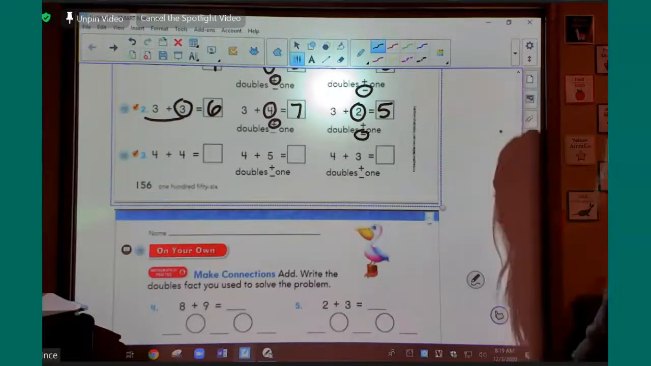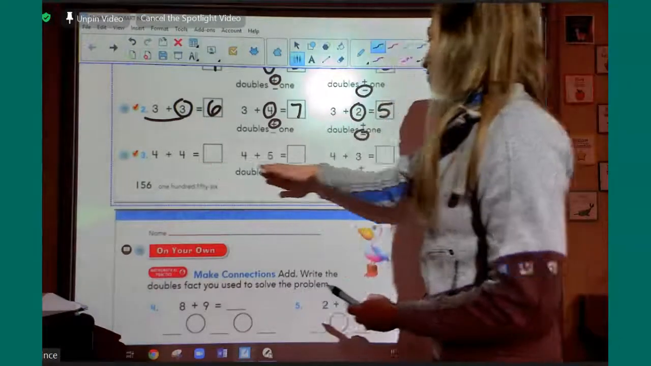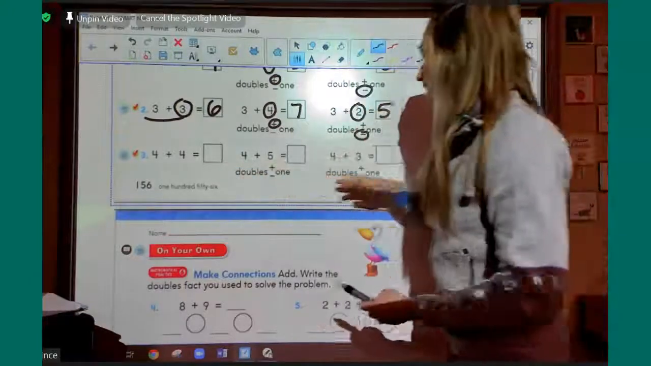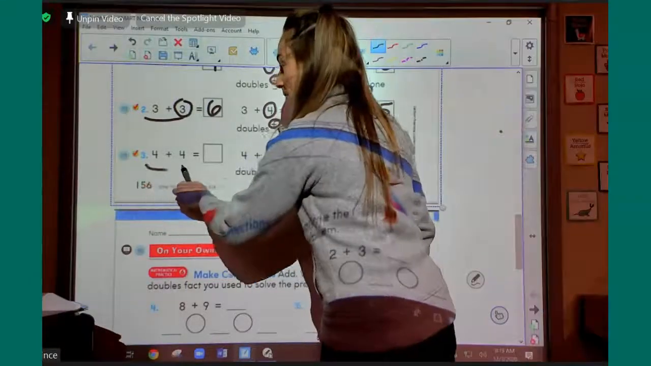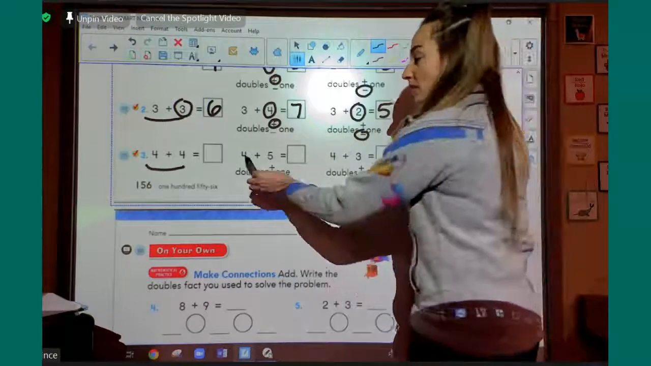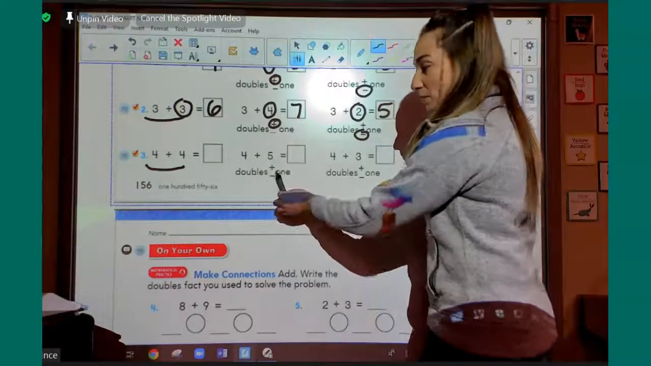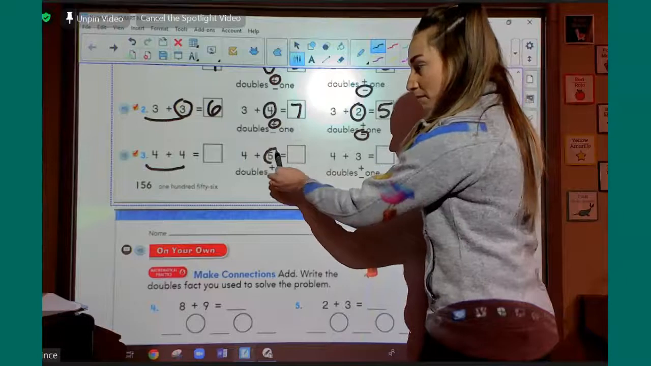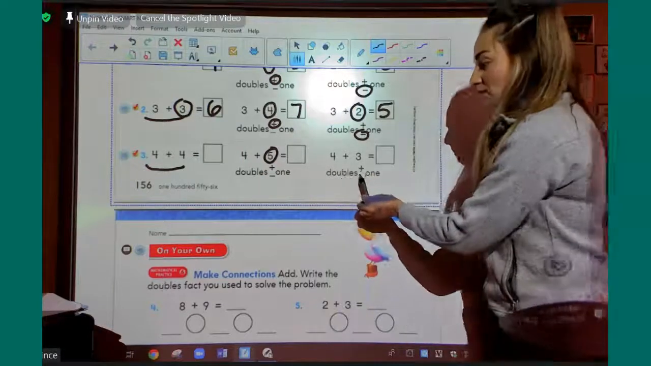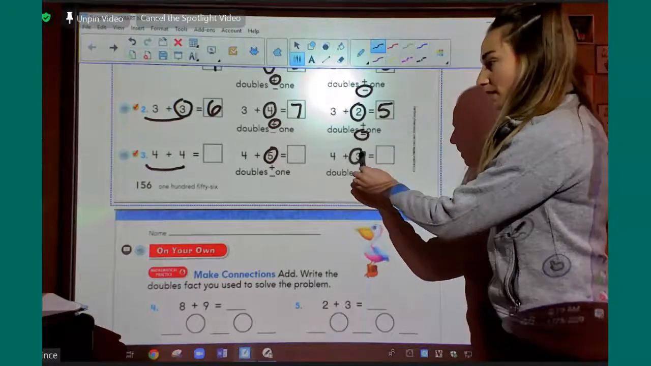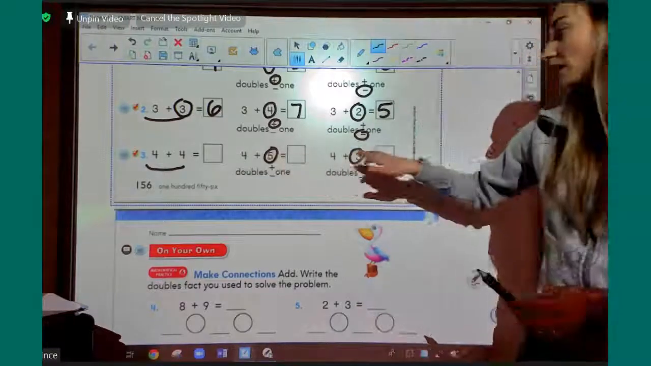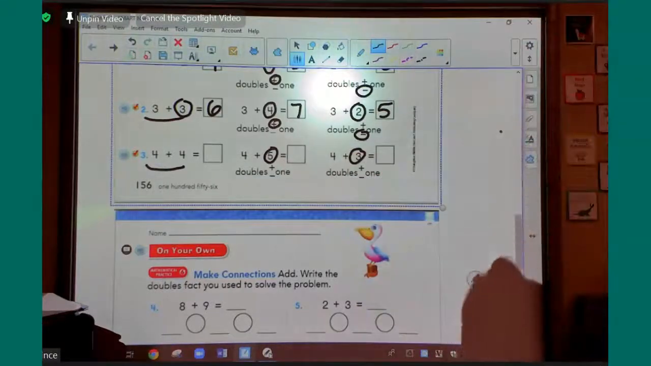All right. I'm going to give you a couple of minutes to challenge yourself and do this one all by yourself. So you need to figure out the double. Then you need to solve and decide if they did doubles plus 1 or minus 1 for this number, and then doubles plus 1 or minus 1 for this number. Make sure you fill in all your boxes. I'm going to give you about 2 minutes.